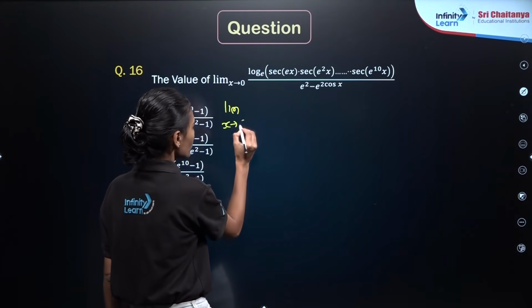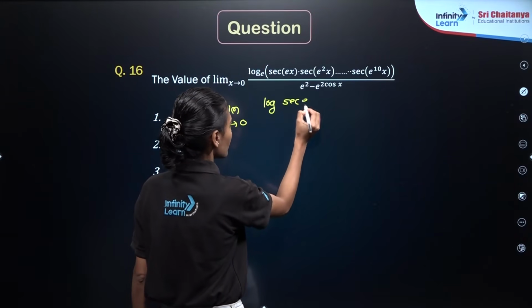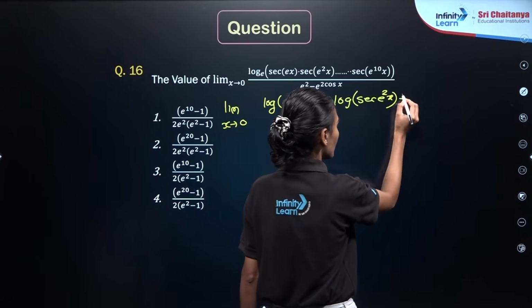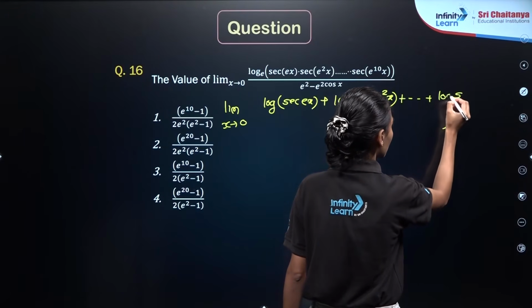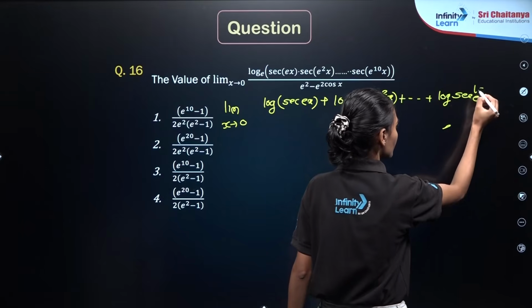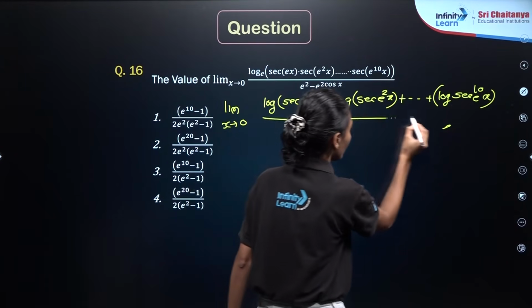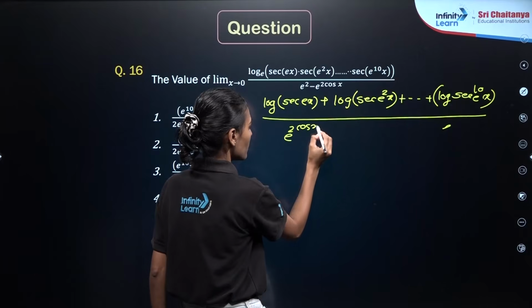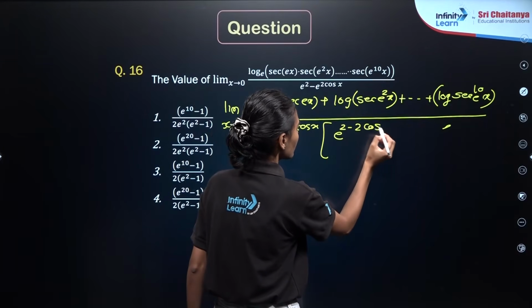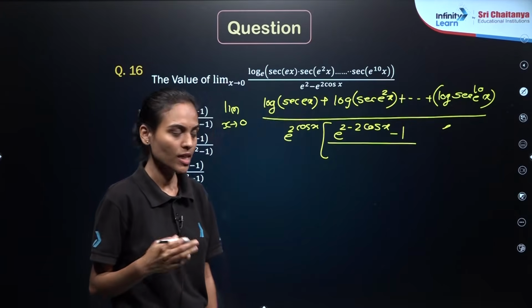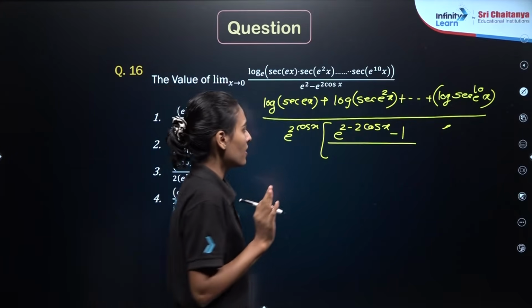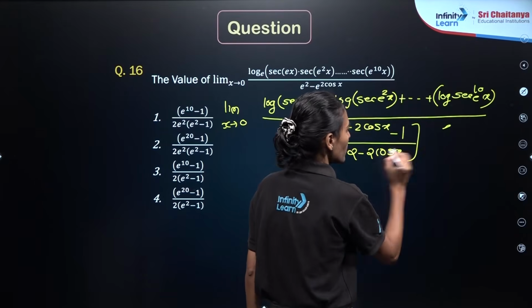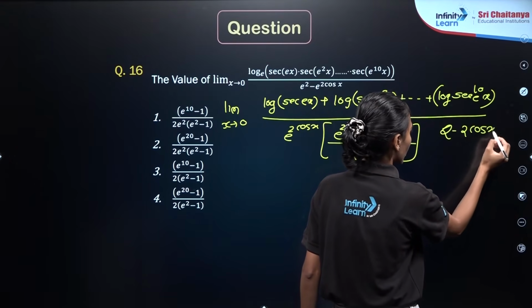So this is limit x approaches 0, first log sec x plus log sec 2x plus and so on up to plus log sec 10x, whole divided by. Then standard limit adjustment. Here I am having the constant e. So what is the process? Take e power 2 cos x common, so that I will get e power 2 minus 2 cos x minus 1. So what I want: limit of a power u minus 1 upon u as u approaches 0 is ln e, which is 1, right? So I want here 2 minus 2 cos x, so adjust it with 2 minus 2 cos x.